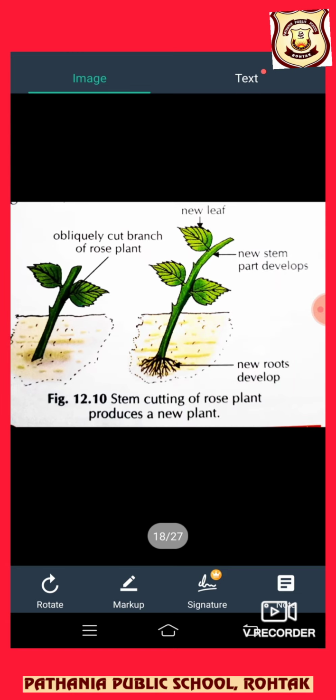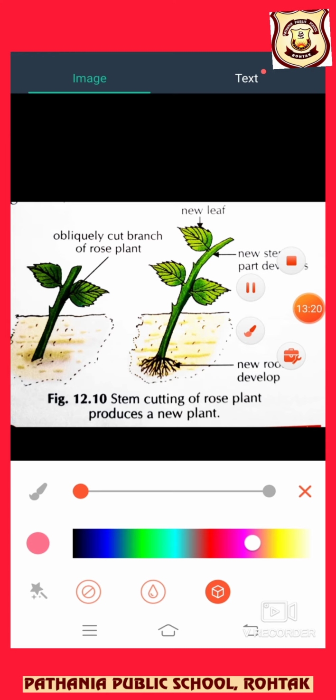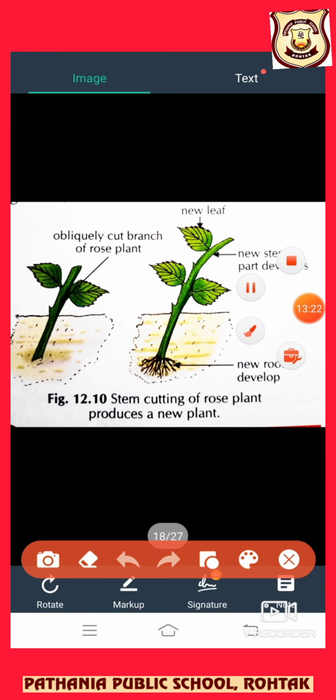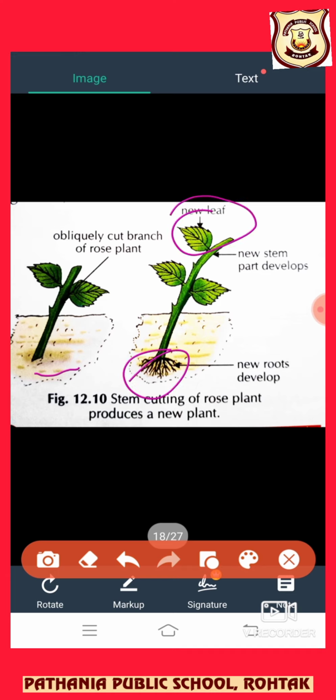You can see it very clearly in this diagram: the branch was cut off, and the rose branches you can see over here, and new leaves have grown over here, as you can see, and new roots have also developed. There was no root over here and new roots have developed.